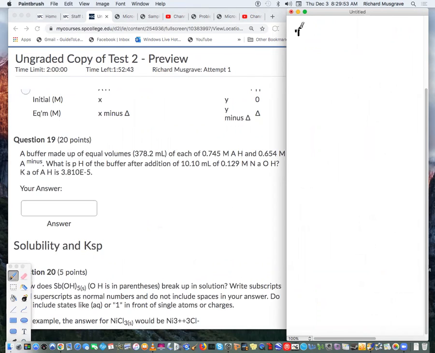So you need to find the initial moles, and it would be for AH, for A minus, and then for, in this case, sodium hydroxide, OH minus. And it's always the molarity times the liters in each case. I'm not going to do the actual math here, Alex, if that's okay.